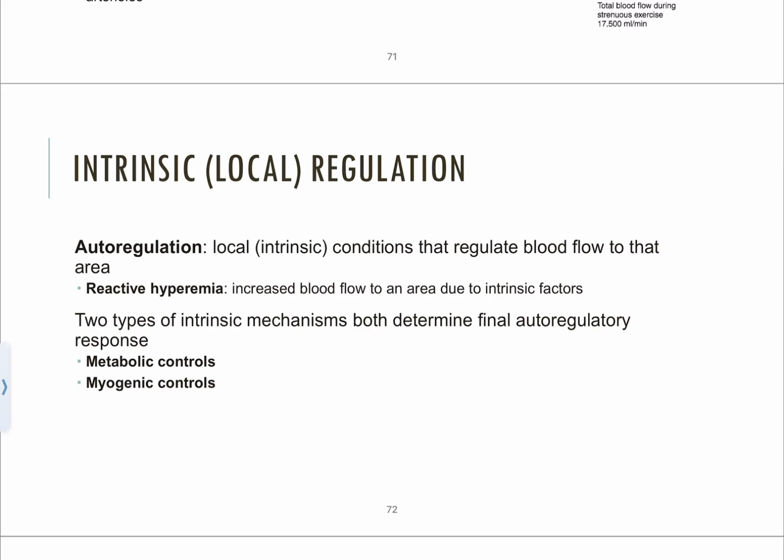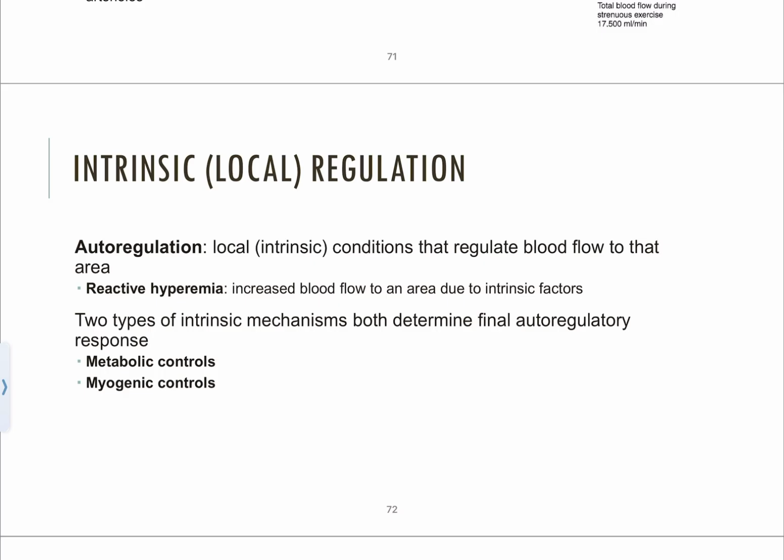So intrinsic or local regulation, also called autoregulation. The local conditions regulate the blood flow, and that's independent of nerves and hormones. And how do they accomplish this? Again, by modifying the diameter of local arterioles that are feeding into those capillaries for that tissue.